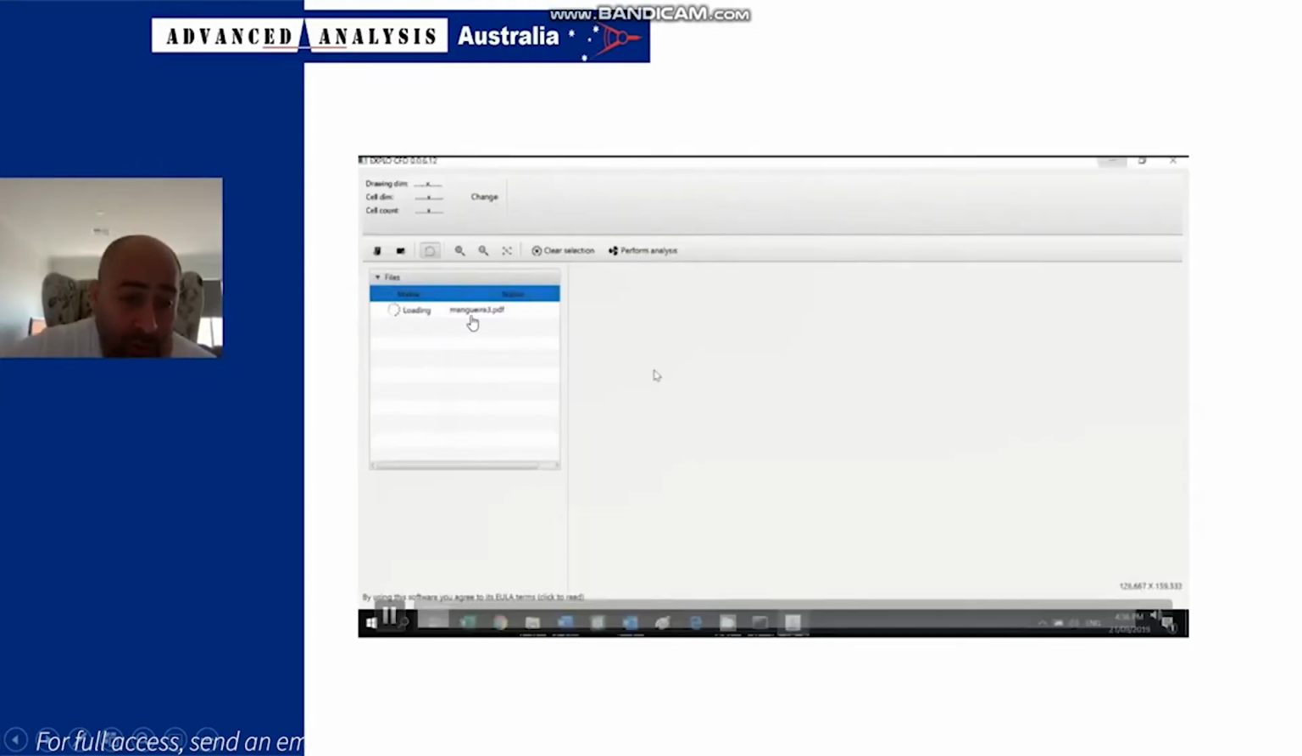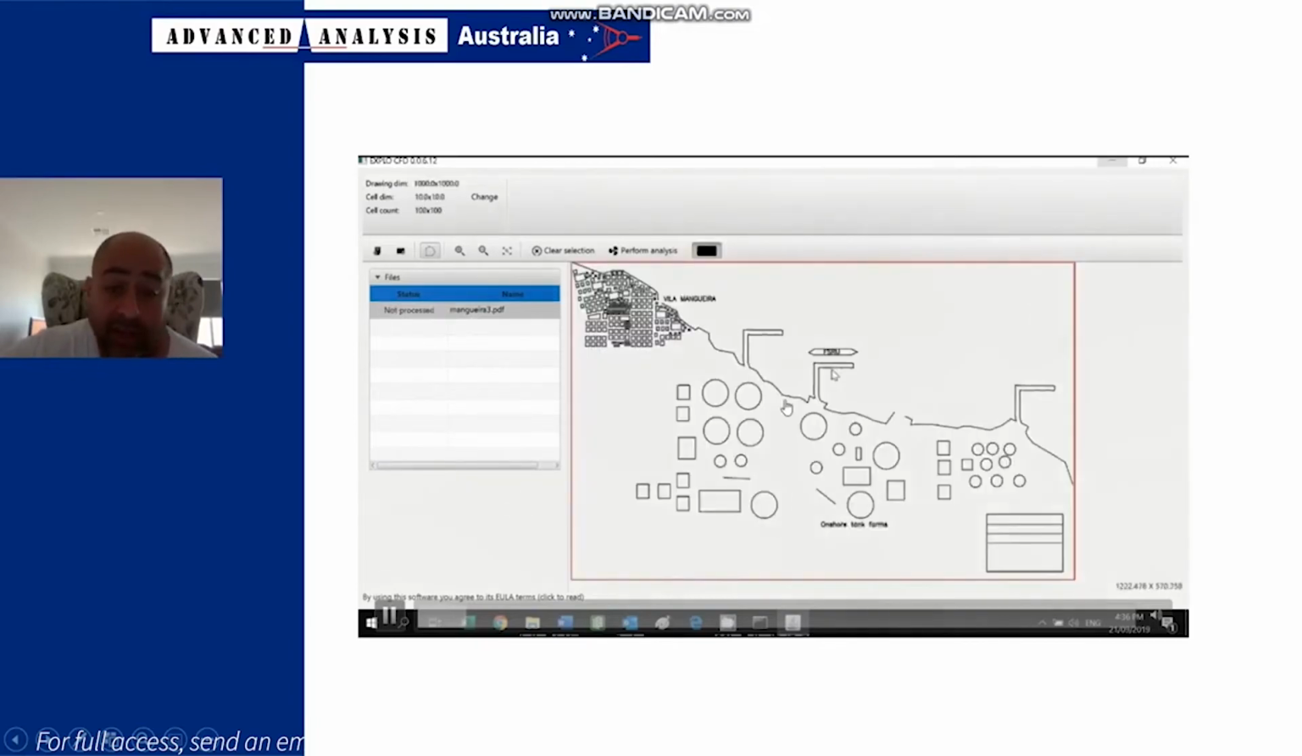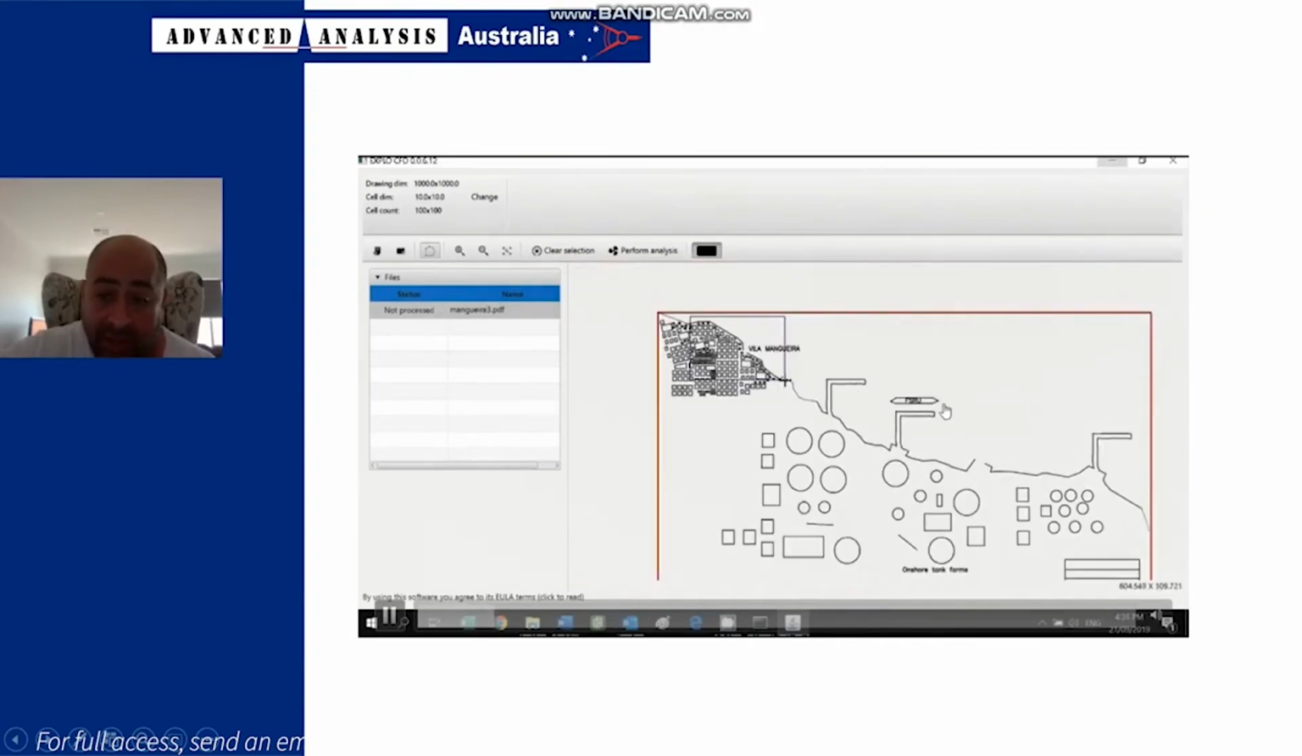Just load a drawing. This is a normal plot plan of an area. You can see it's picked up all the lines, and you can select and deselect the lines. So in this particular case, we have an explosion on an FPSO off the coast of Brazil, the south of Brazil, and you've obviously got some industrial facilities here, some important storage tanks here.